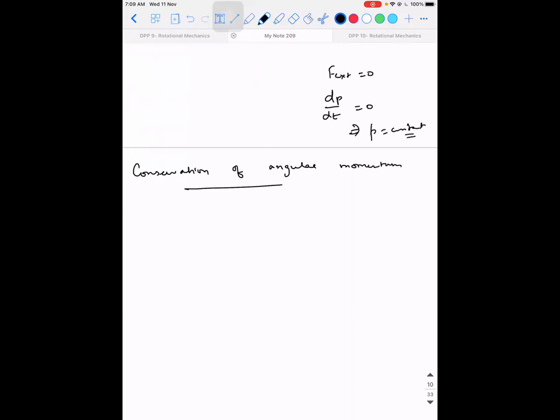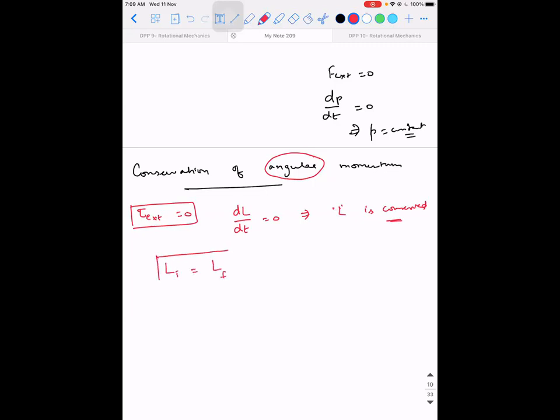In a similar way, you guys tell me, when do we say that angular momentum is conserved? When external torque is zero. Very good. So when the external torque is zero, the rate of change of angular momentum is zero. From this, we can conclude that angular momentum is conserved. Right? So when I say angular momentum is conserved, the initial angular momentum of the system is equal to the final angular momentum of the system. This is a known fact.